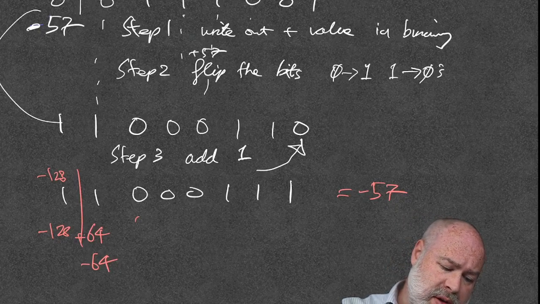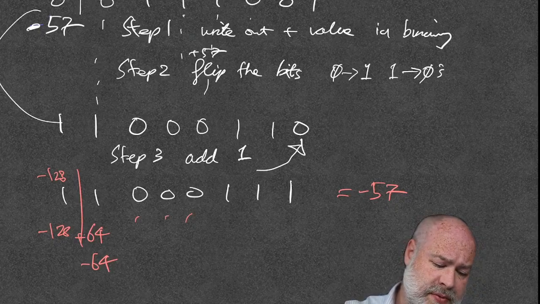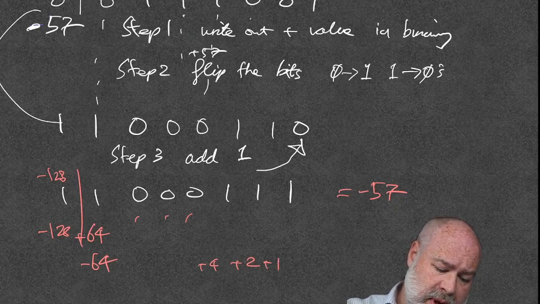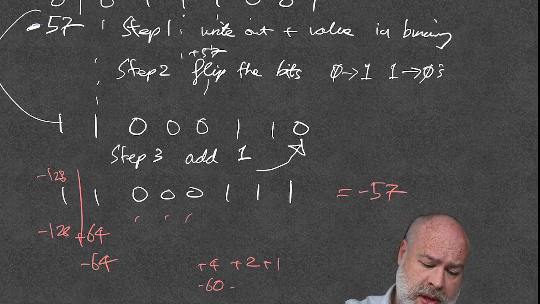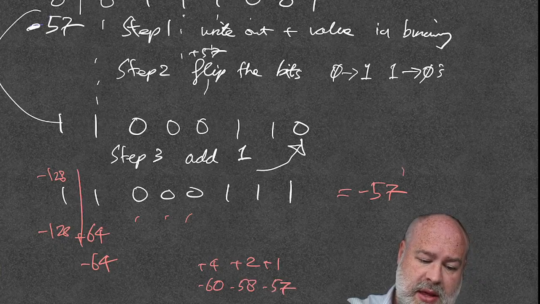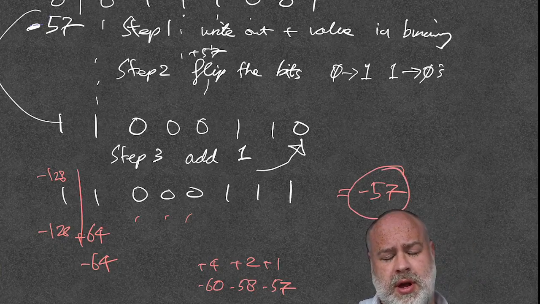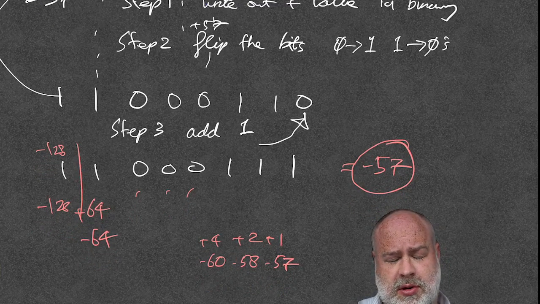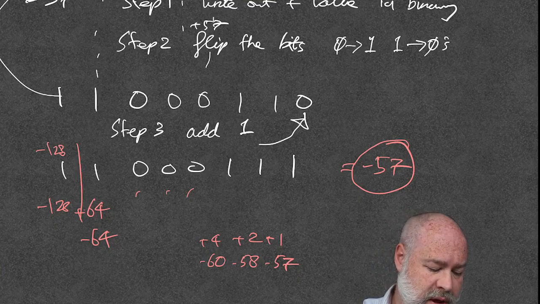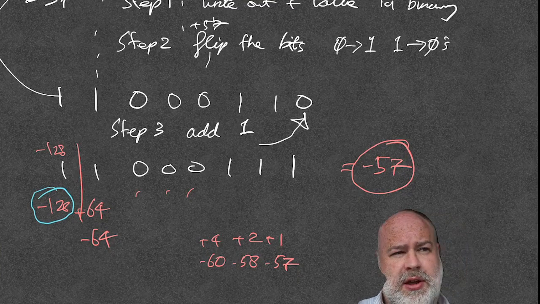We had nothing for 32, nothing for 16, nothing for 8, but we've got now 4, so we can add 4 to it, add 2 and add a 1. So minus 64 plus 4 is minus 60, and then minus 60 add 2 is minus 58, and of course with the 1 it's minus 57. Hence, we've just proved that this number is minus 57 using the 2's complement system, because we started off with that negative value because it was a 1 there.